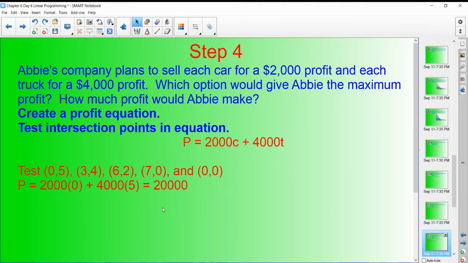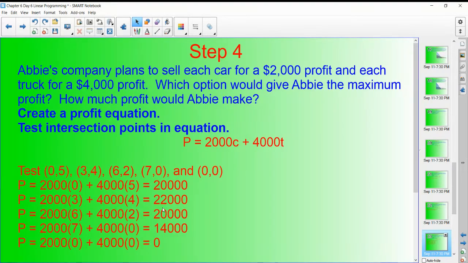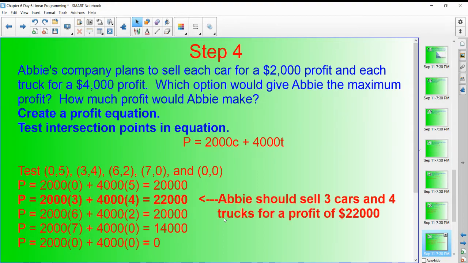Now pause the video, try the rest of them. Tell me which one gets you the most profit. Okay, so you've tested all of them, and hopefully you see 3, 4; 6, 2; 7, 0; and 0, 0. I just tested 0, 0, and it gets no profit. And the winner is 3 cars, 4 trucks, and you get $22,000.